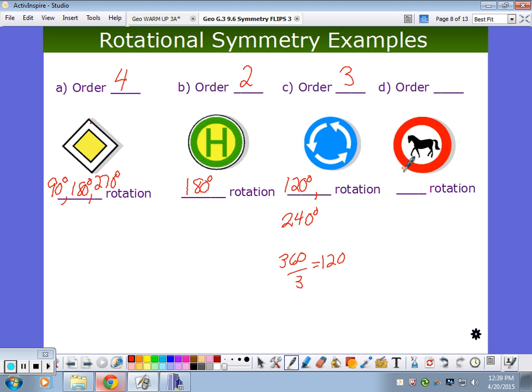Now I've got a little horsey sign. It says horses there. Order of this thing? One? Why is that? The only way to get back here is if I go 360 all the way around. I'm not even going to put any rotation degrees here because 0 is 360. I can't really get anything other than the same position here.